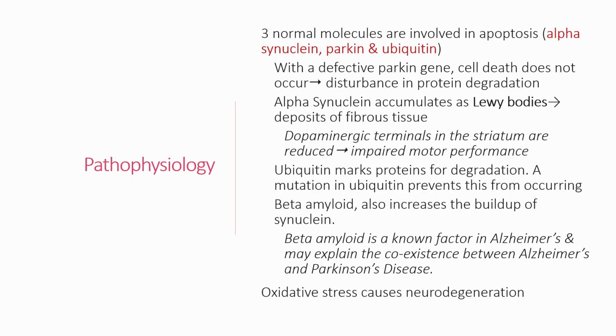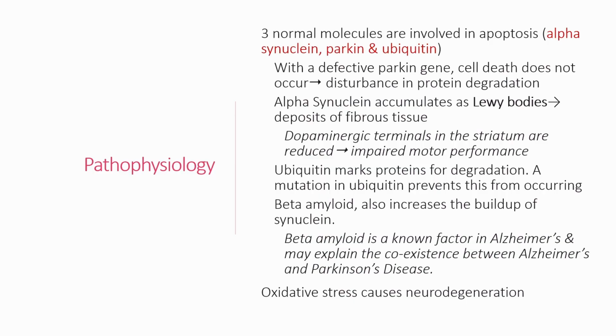So let's talk about this alpha-synuclein and these other proteins with regards to Parkinson's. There are 3 normal molecules that are involved in apoptosis. Is apoptosis bad? No, the cell just needs to die, we replace them, it's normal. When you have a defective Parkin gene, cell death does not occur. So the Parkin gene is defective, Parkinson's. We get a disturbance in protein degradation. We can't degrade the alpha-synuclein, so it starts to accumulate as these Lewy bodies, causing deposits of fibrous tissue.